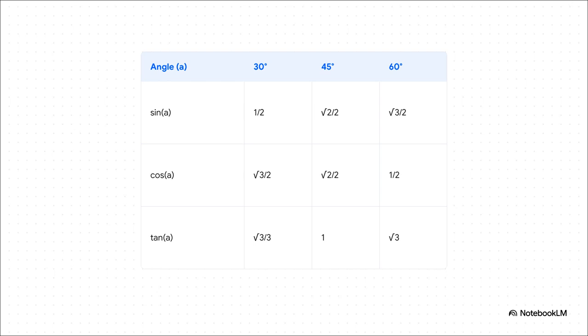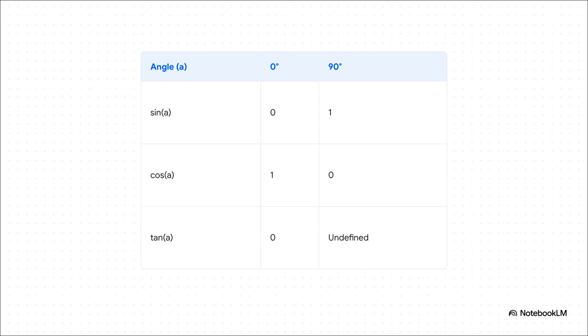And check out the patterns here. This is cool. As the angle A gets bigger, see how it goes from 30 to 60 degrees? Notice that the sine value gets bigger too, and so does the tangent. But look at cosine. It does the exact opposite. It gets smaller. These relationships aren't random. They're totally connected.